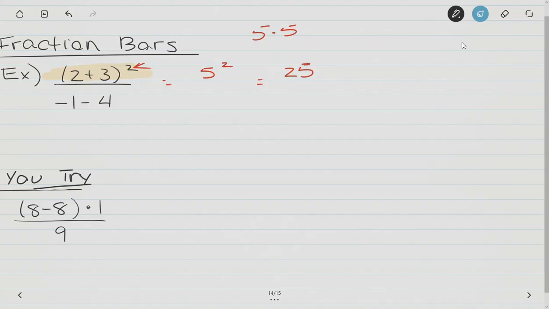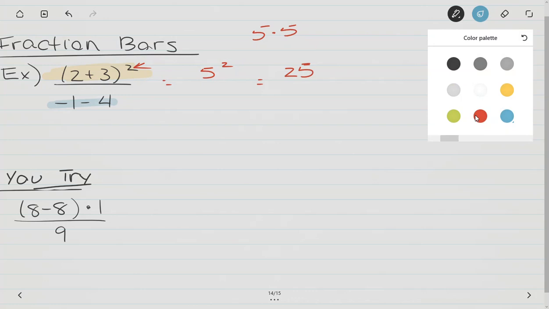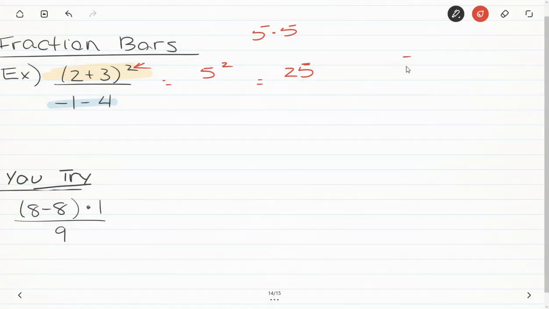Focusing in on the bottom now. I have -1 minus 4. -1 minus 4, well, if you need to draw it, I have 1 negative and then 4 more negatives, or you could use the number line. So I end up with -5.